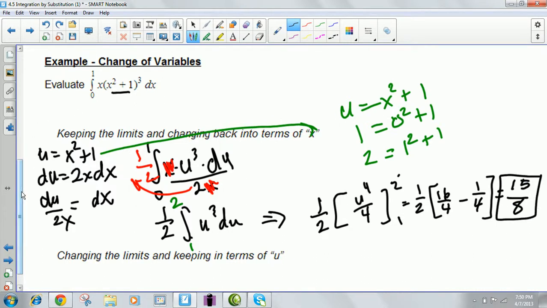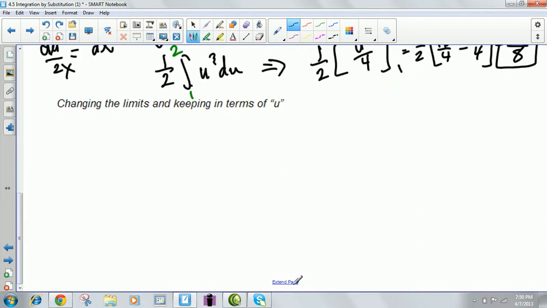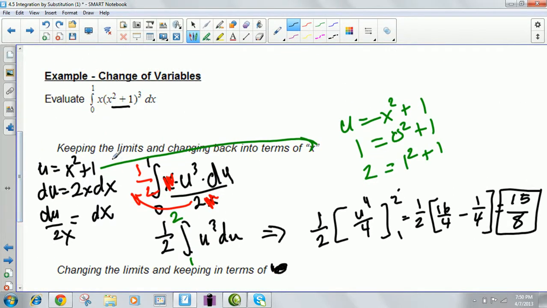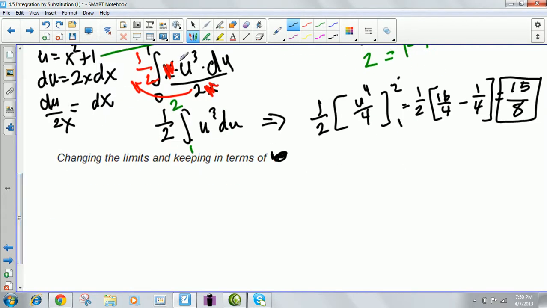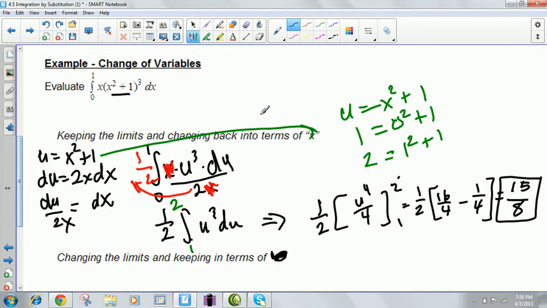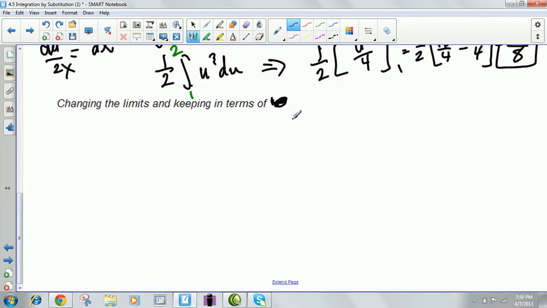Now, for the next one, I actually did them opposite. Up here, we kept it as u with the new limits. Here, we kept the limits and are going to change it back in terms of x, so I switched them, my bad. So down here, we're going to change it back to x. We're going to do the same thing.